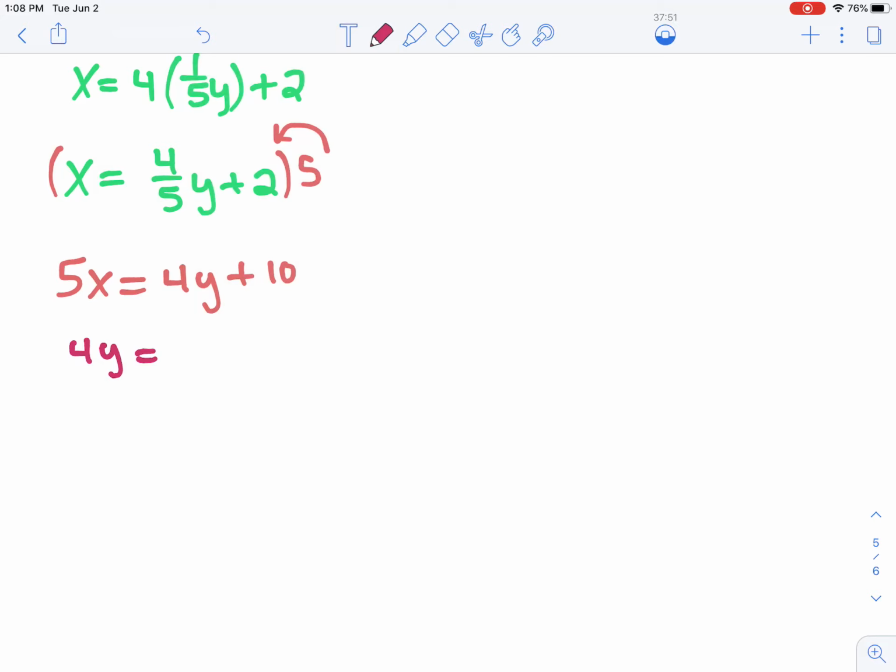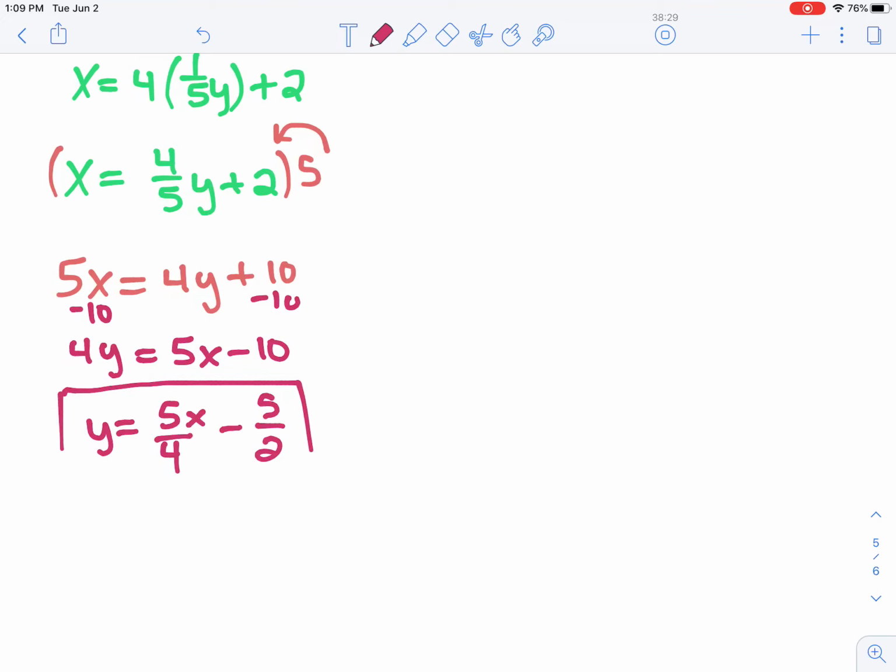But back to what I was saying, we can go ahead and manipulate that 5x equals 4y plus 10 into a more familiar rectangular form where we have y by itself. So in subtracting, I could subtract the 10 over to both sides and have 4y isolated by itself. So I'd have 4y equals 5x minus 10. And lastly, I could divide everything by 4, divide out that 4, and get 5/4 x minus 10/4, or 5/2, is equal to y.